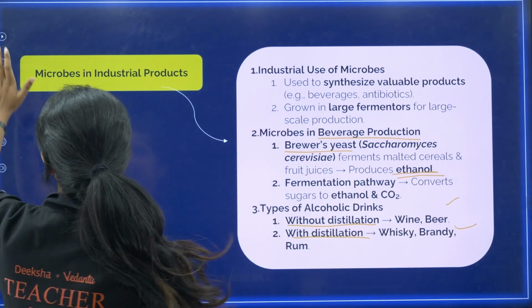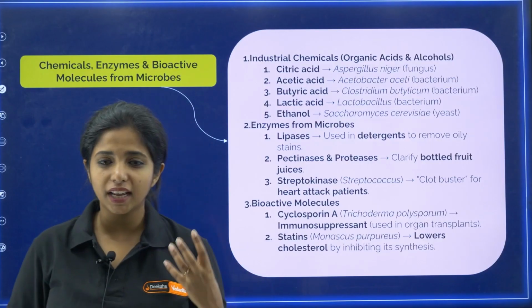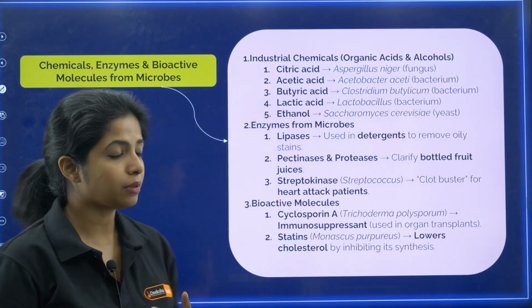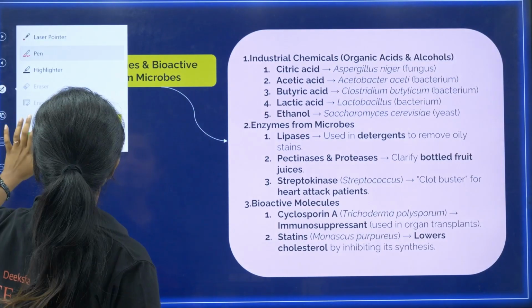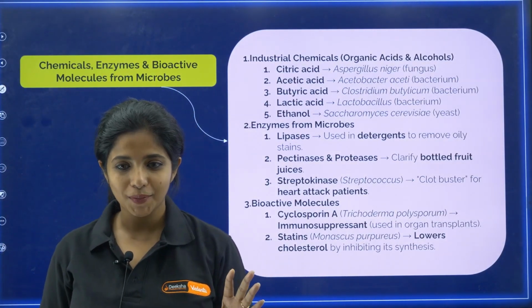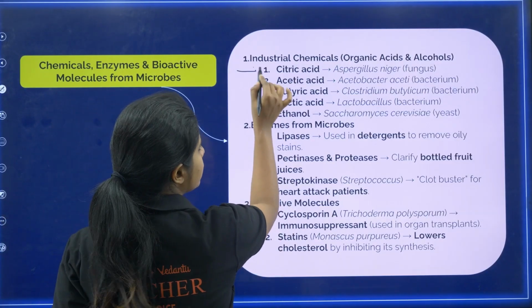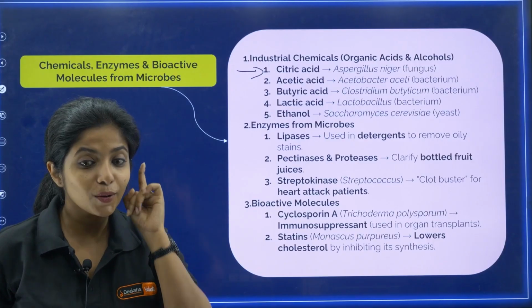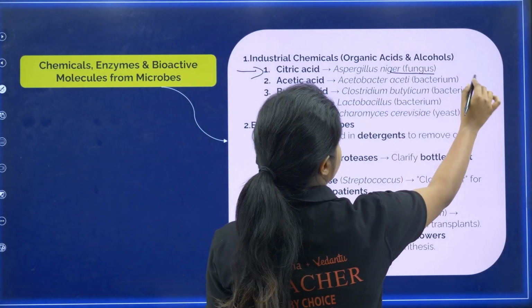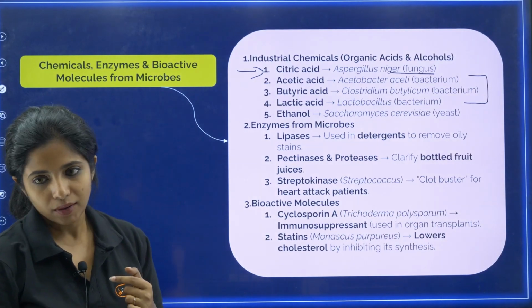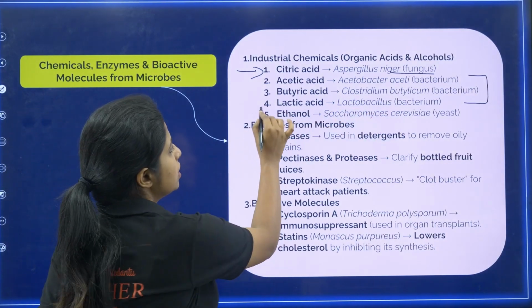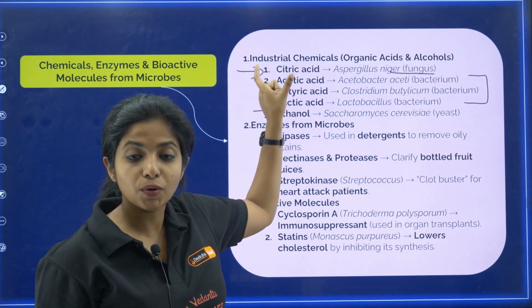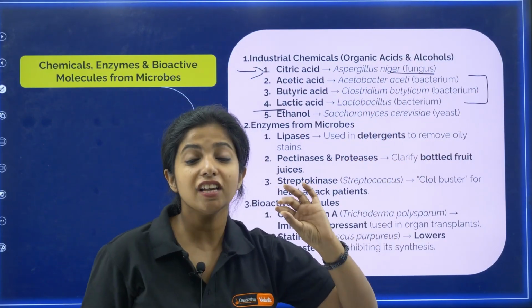Done? Cool. Now going ahead, we have certain chemicals, enzymes and bioactive molecules produced from microbes. Industrial chemicals, in the industrial group you can add them: citric acid, acetic acid, butyric acid, lactic acid and ethanol. Citric acid, my dear children, is produced by Aspergillus niger. Remember, this is the only fungus over here. If I talk about acids, citric acid is the only one produced by a fungus, and that is Aspergillus niger.